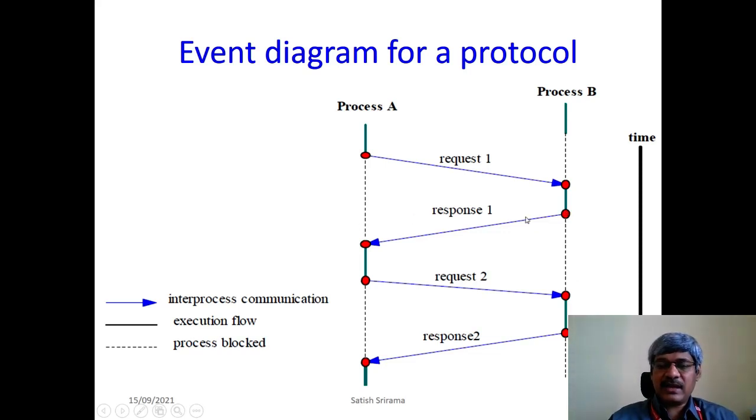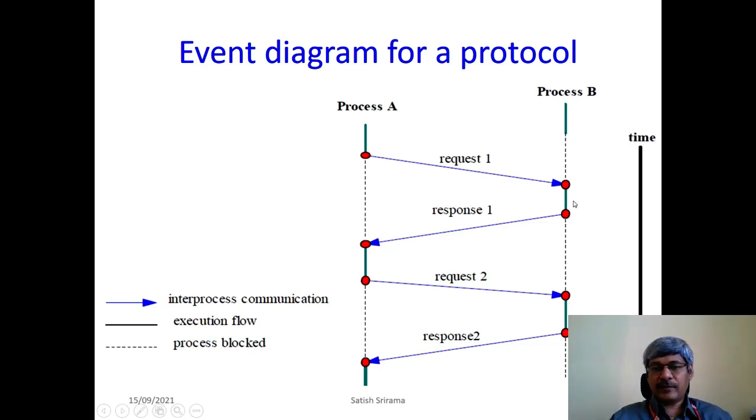Here at process A, the response is received, and then the process continues execution, processing the response. Again it can send another asynchronous send for the next request, and then issue another synchronous receive for the response. This way the requests and responses continue. So this is how a protocol can be defined, and you can show it with an event diagram. Here I have talked about synchronous send and asynchronous receive happening at both the processes.